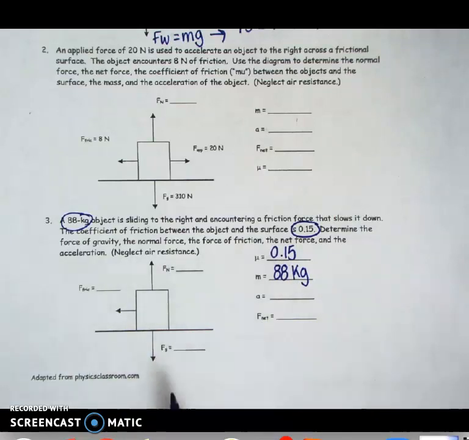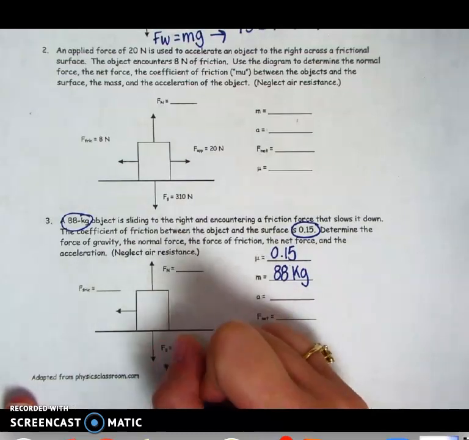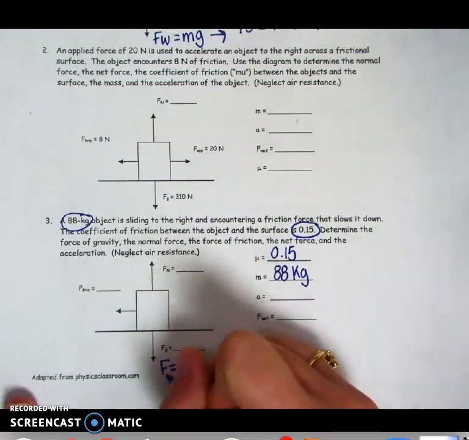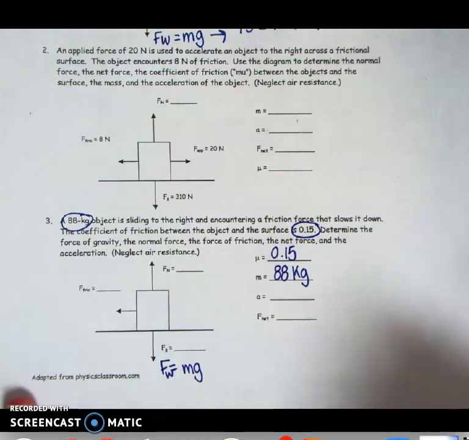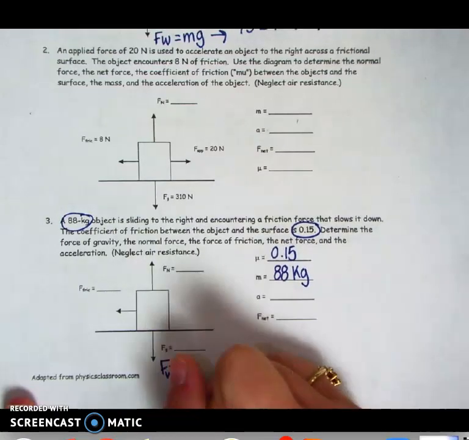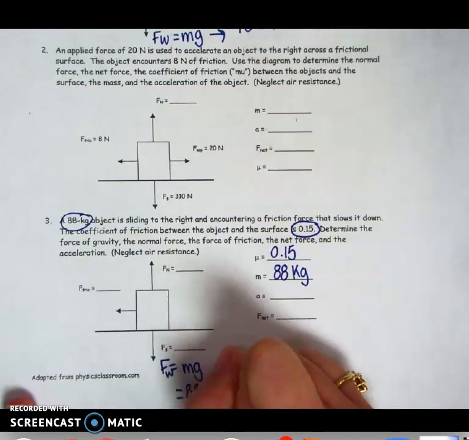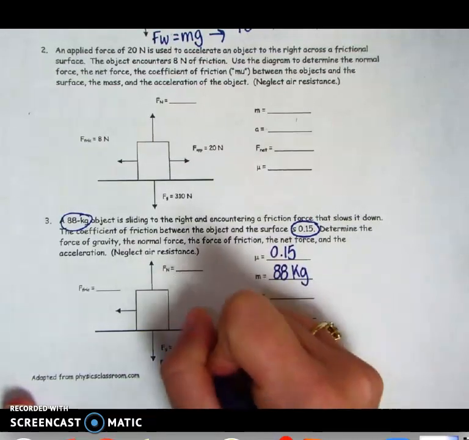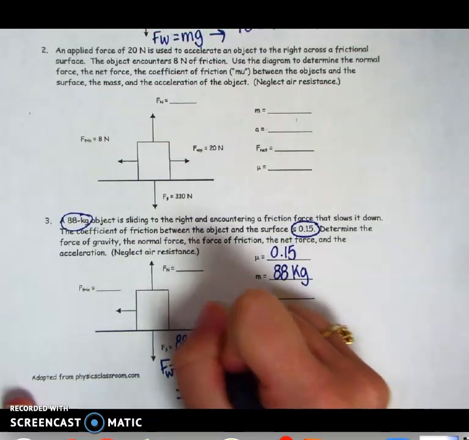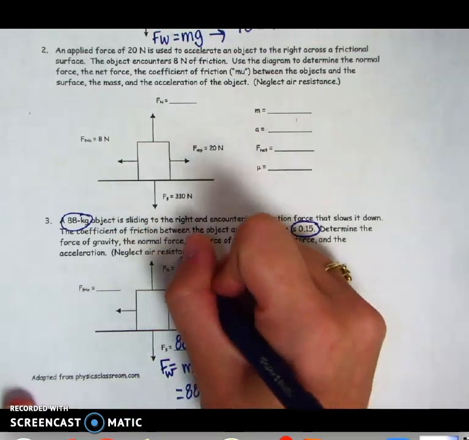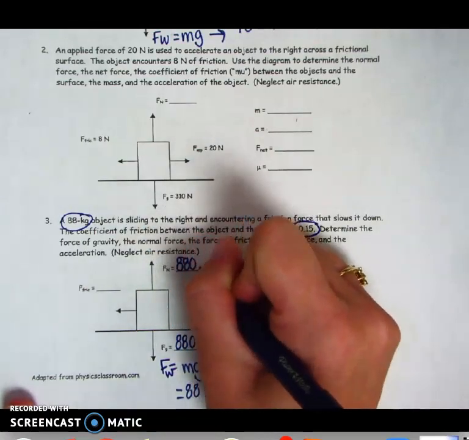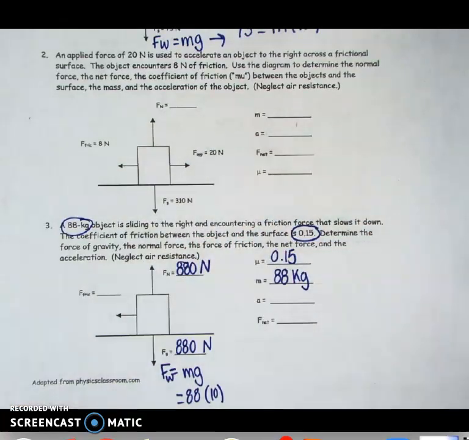So I'm just going to start by finding my force of gravity, or force of weight. Going back to those 3 equations we know, we can say force of weight equals m times g. So we're going to do our mass times gravity, and I'm just going to use 10. And so we're going to end up with 880 newtons. And since we know it's not moving up or down, we know our force of weight and normal force are balanced. So we're just going to plug in 880 newtons there as well.